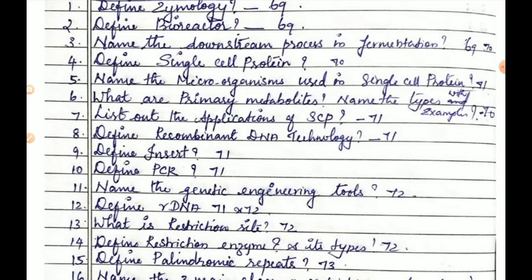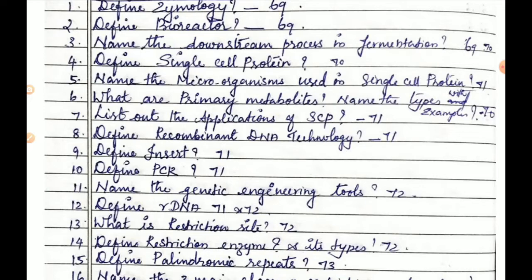Next question. Define insert. Page number 71, under the topic 4.3.2, steps involved in recombinant DNA technology. First point, isolation of a DNA fragment containing a gene of interest that needs to be cloned is called insert. Close the bracket.